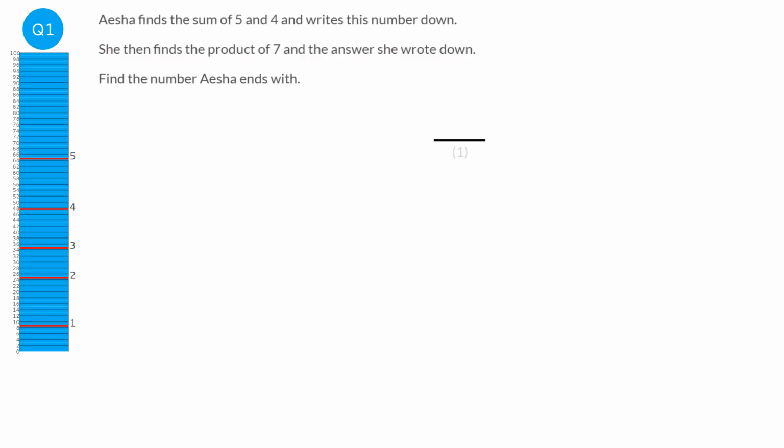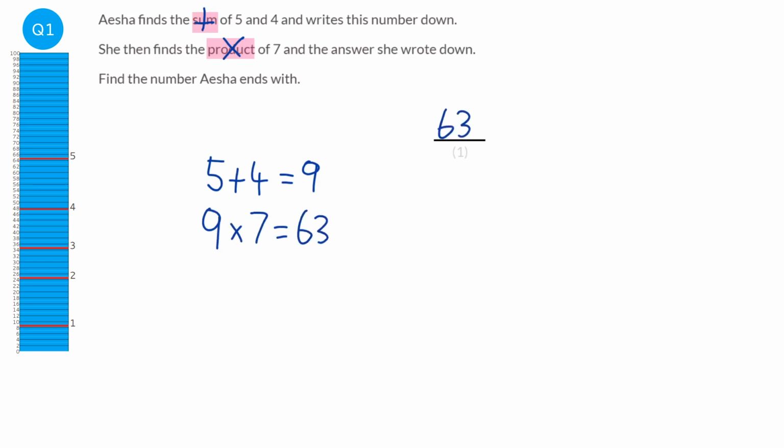Enjoy! For this question, it's really important that we understand what the words sum and product mean. Now, sum just means add, and product just means times. So we're going to start by adding the 5 and the 4. So that will equal 9. And then what we're going to do is find the product of 9 and 7. So we're going to multiply them together. 9 times 7, which is 63. So our answer is 63.